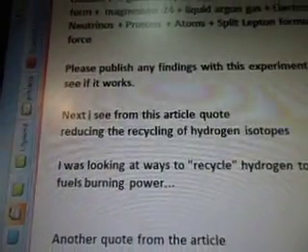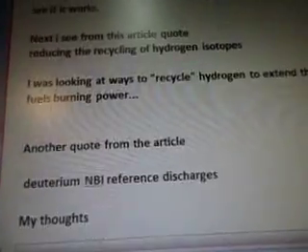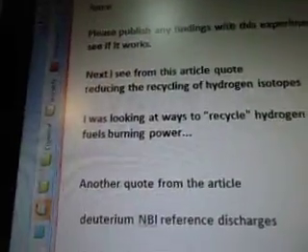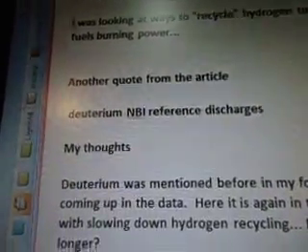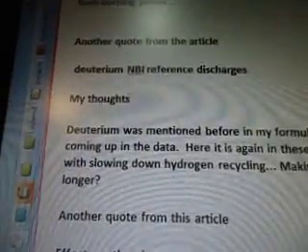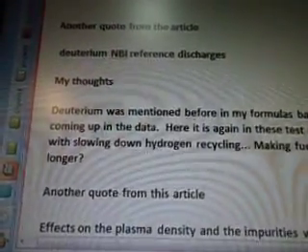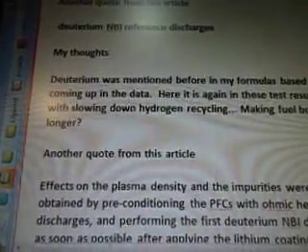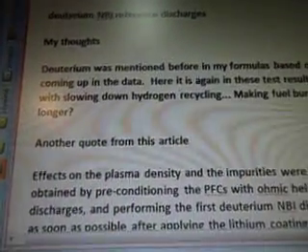Next, I see from this article, quote, reducing the recycling of hydrogen isotopes. I was looking at ways to recycle hydrogen to extend the fuel's burning power. Another quote from the article: deuterium NBI reference discharges. My thoughts: deuterium was mentioned before in my formulas based on it coming up in the data. Here it is again in these test results. Was slowing down hydrogen recycling making fuel burn longer?